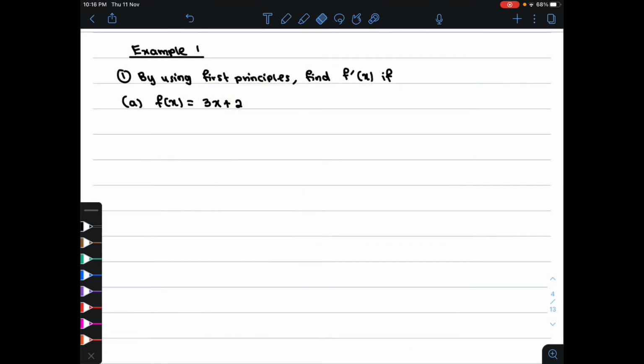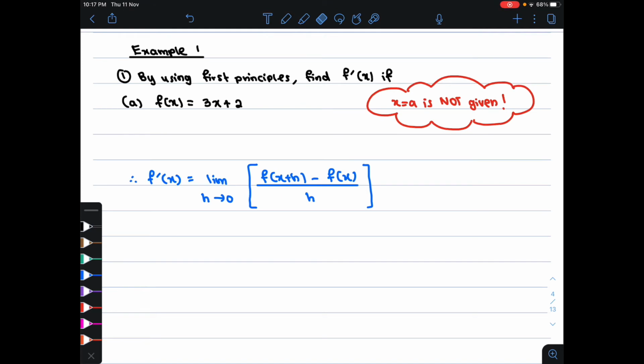Let's do example 1. Question 1. By using first principles, we need to find f prime x for the following function. So as you can see, it is stated to you that you need to use first principle. So you either need to use the first formula or the second formula. Now, if you look at this question, there is no specific value of x. X equal to a is not given. So we will be using the first formula of first principle.